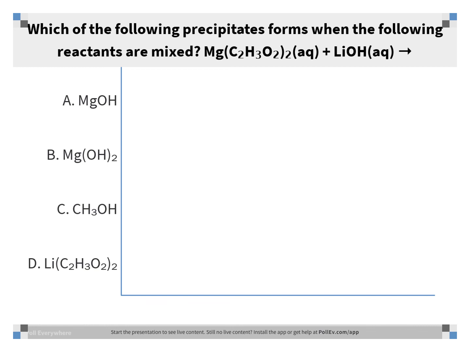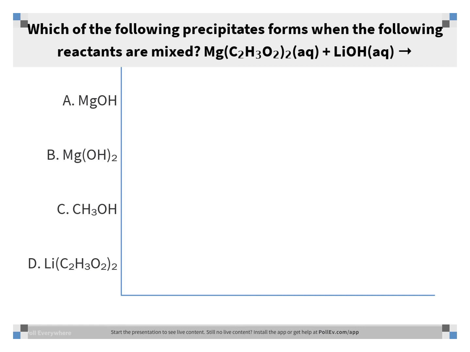Mg(OH)2. Again, we're predicting that the ions are going to switch partners. The magnesium and the hydroxide go together. The lithium and the acetate go together. When the lithium and the acetate go together, both of those things are always soluble in water, so that is not going to be our precipitate. The magnesium hydroxide, on the other hand, will be a solid because hydroxides are generally not soluble in water. Since magnesium is not one of the exceptions, that means the compound is not soluble in water.